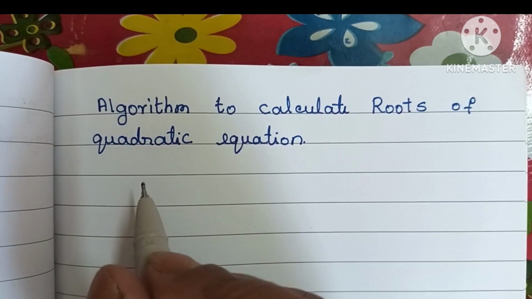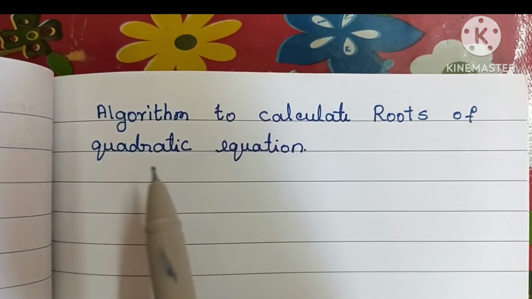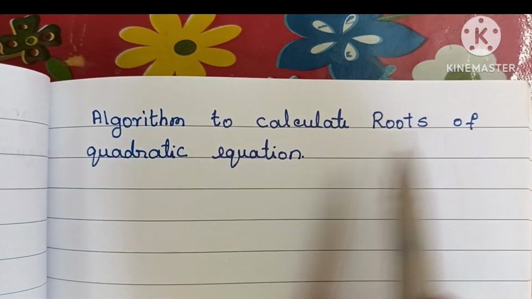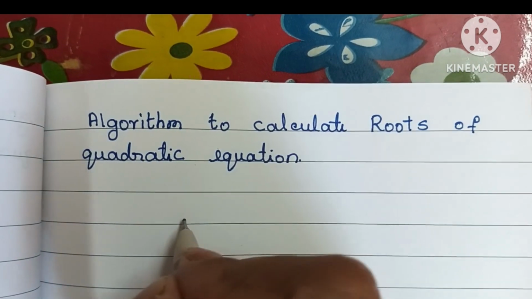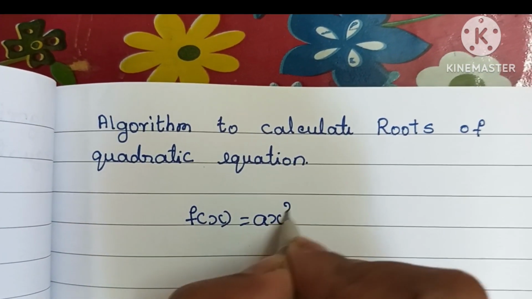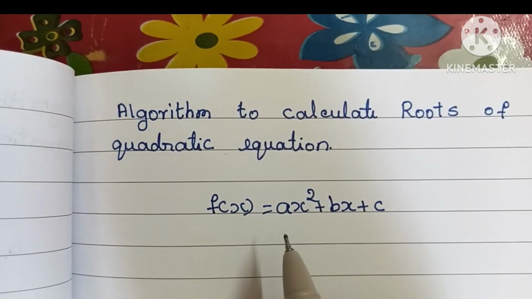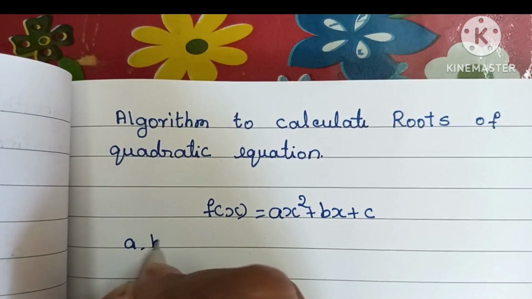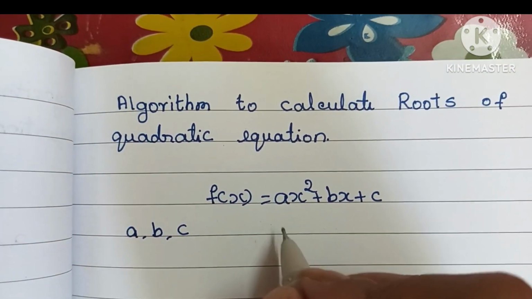Guys, in this video we are going to learn how to write an algorithm to calculate the roots of a quadratic equation. Here we are going to find the roots of a quadratic equation. Let's see the general form of a quadratic equation, that is f(x) = ax² + bx + c. Here a, b, c are coefficients of the equation.